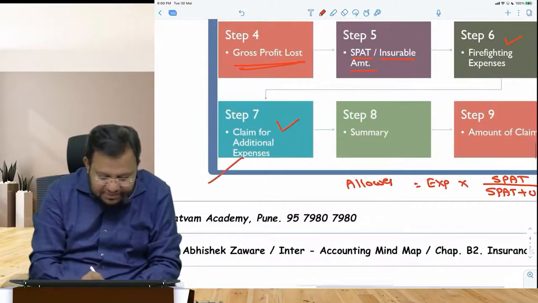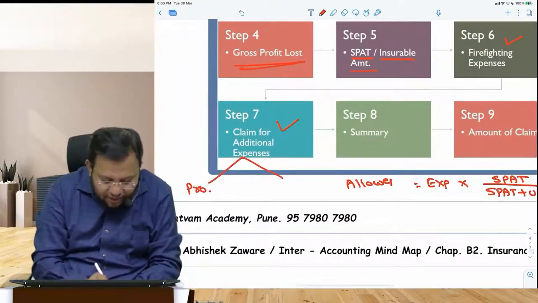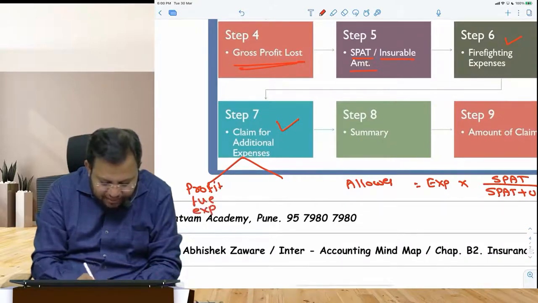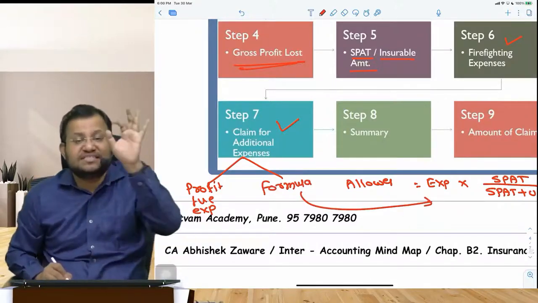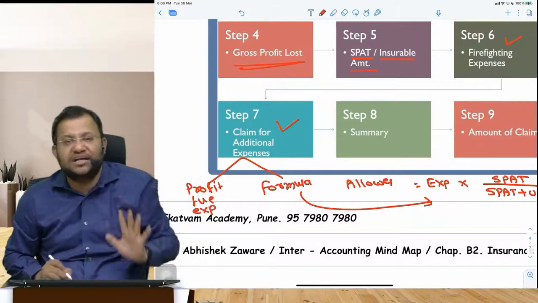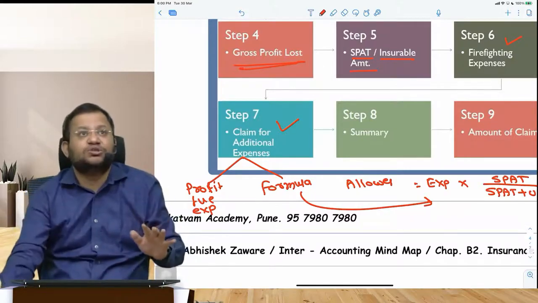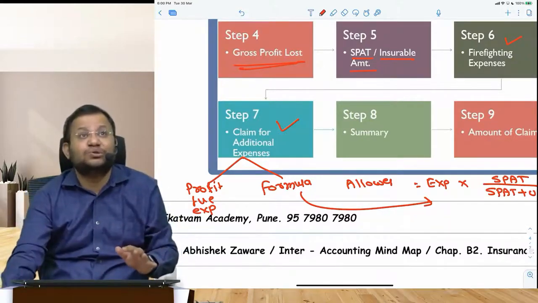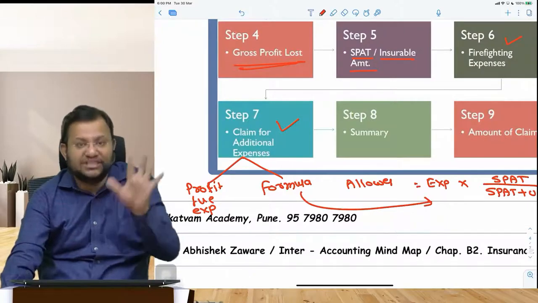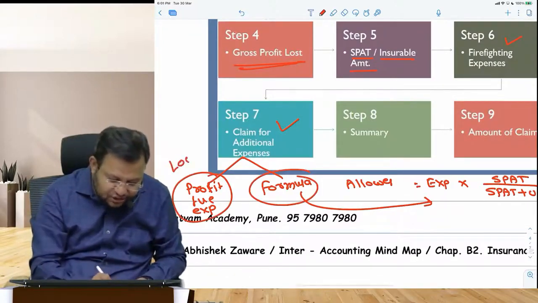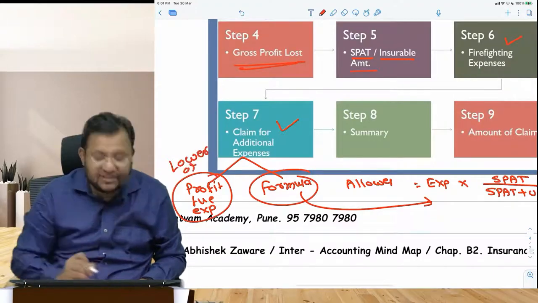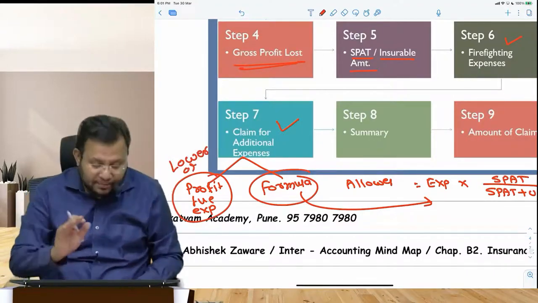Claim for additional expenses के लिए you have to understand profit due to expenses and the formula. What is the formula? Formula ये है. So profit due to expenses is sales due to expenses into earning ratio. If nothing is given, we assume all your sales is due to additional expenses, or the formula, whichever is lower. The lower of these two will be given as a claim by the insurance company.